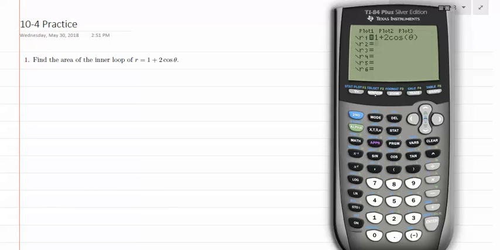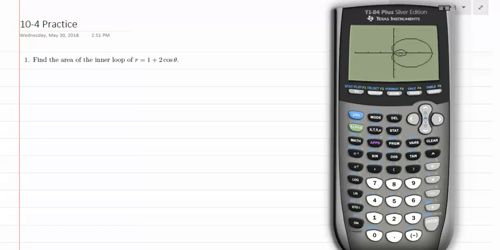Let's get a window that makes sense. Theta going from 0 to 2 pi, that's good. Notice that the biggest r could be is 3, so the furthest we could be away from the origin is 3. So if I have x and y go from -3 to 3, I'm guaranteed to be able to see the whole thing. Okay, so there's our graph, and you notice this right here, this is the inner loop that we're talking about.